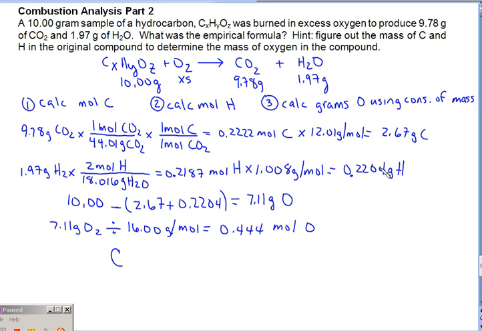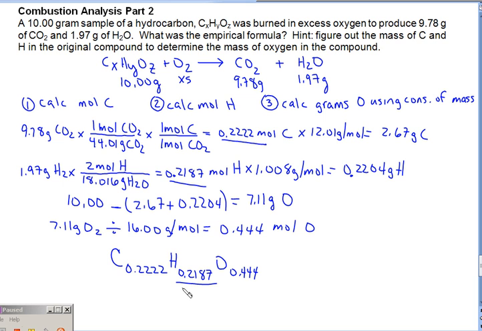We're ready to write out our formula. We have carbon, and coming back up here, we're going to use this, 0.2222. We have our hydrogen, that one right there, 0.2187, and then we have our oxygen, 0.444.